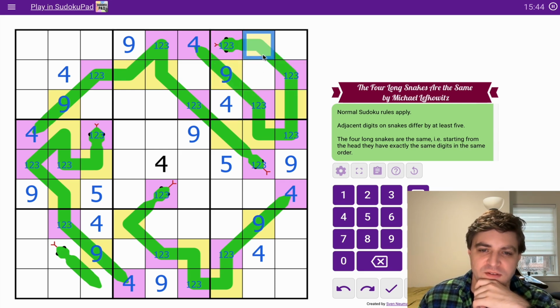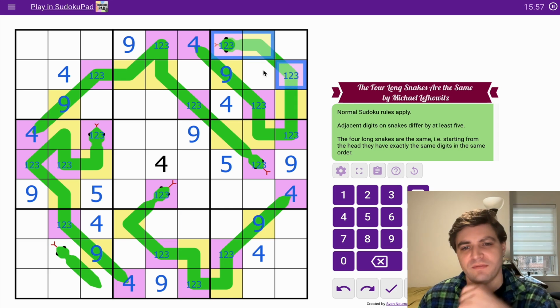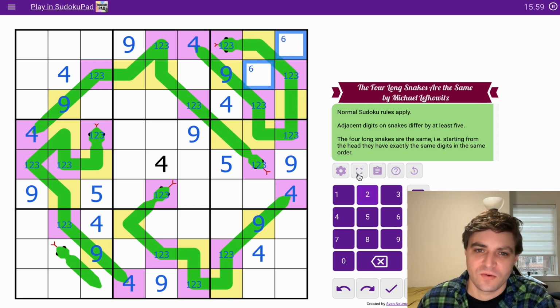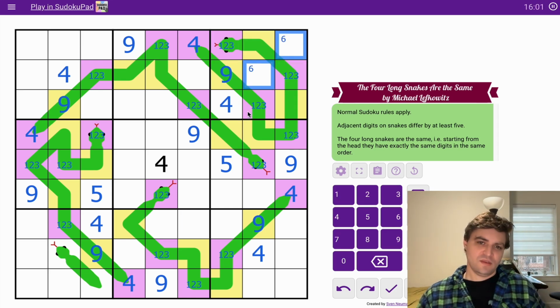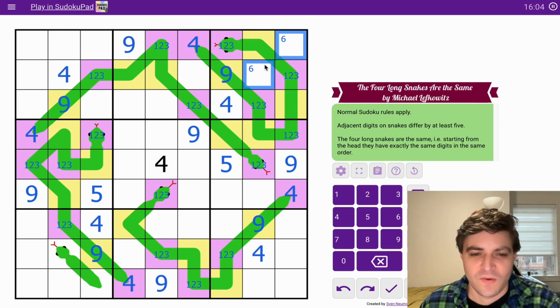It can't go on this cell. It can't go on this cell. The remaining 6 needs to go here or here. Is that right? 6 can't go here, we'd have a contradiction. The remaining 6 needs to go here or here. I wonder if that tells us that a 6 can't go on any of the snakes.